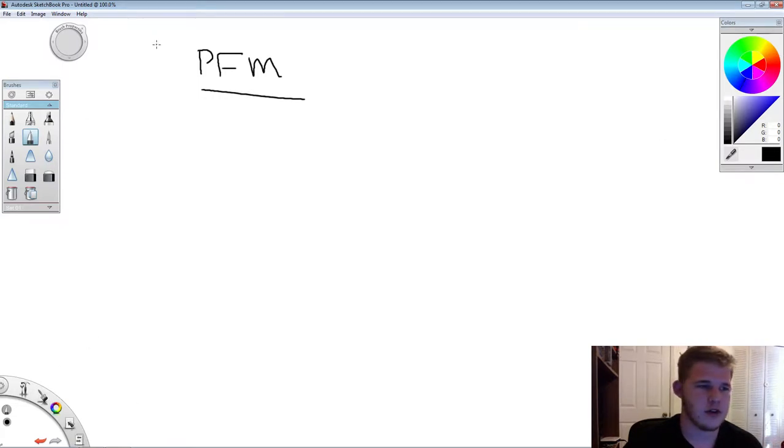Why is it every time I underline something it slants down? It might be because I'm right-handed and I'm kind of... Anyways.